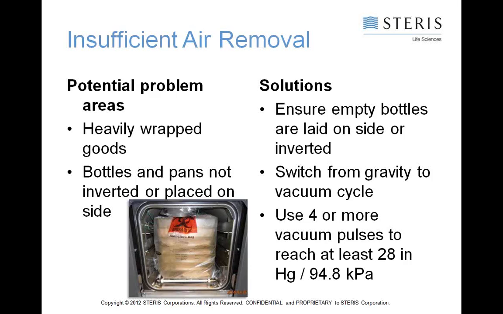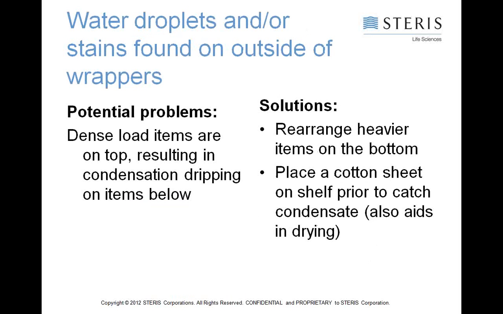So solutions: ensure, again, empty bottles are placed on their side or inverted, and switch from gravity to vacuum cycles. In some of the more challenging loads, you may want to make sure that your vacuum pulses are reaching at least 28 inches of mercury or 94.8 kilopascals, depending on what measurements you're using. The pre-vacuum is very necessary for removing air, but also watch how you configure loads, check your vacuum pulses, and make sure you're pulling a significant vacuum if you're concerned that you may have air trapped.